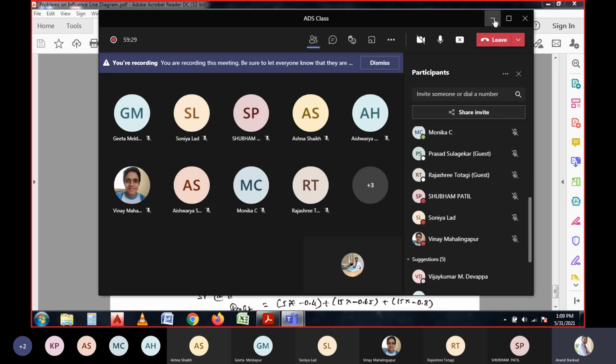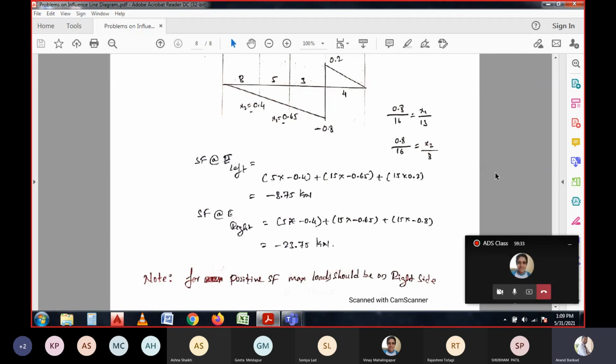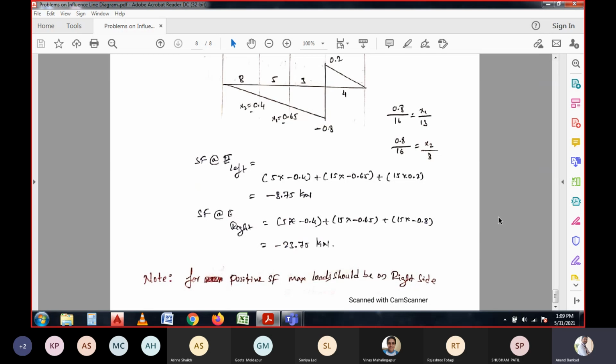Okay. With this, I will conclude this class. In the coming class, I would like to discuss the moving loads. This is more than enough to calculate or to discuss the shear force, support reaction, and bending moment for the given loads. The only thing is we need to consider the section coefficient values at the particular points where we are going to calculate. If you do that, that will be more than enough.